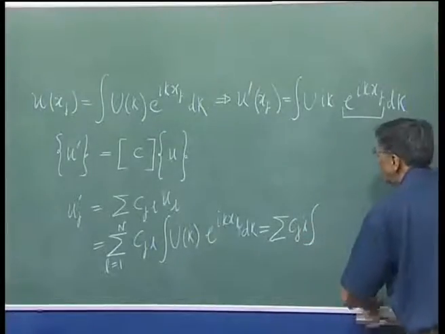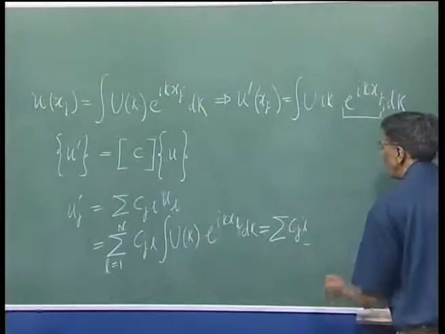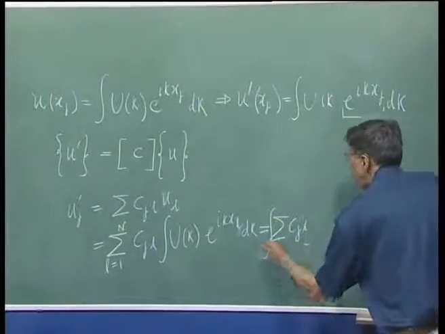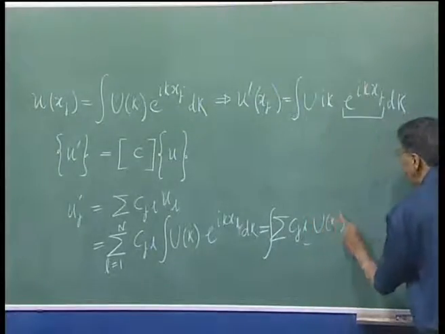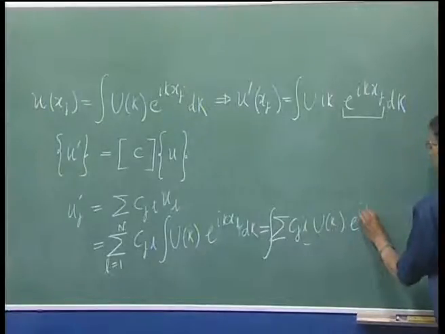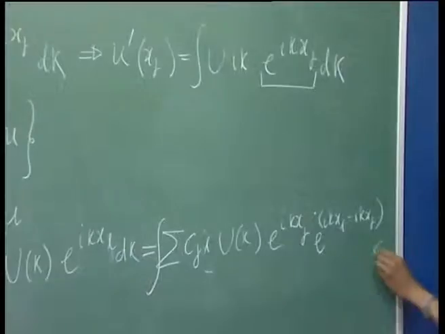I could take this integral outside, and I could write u of k, and here I will write I k x j, but what it was there? It was I k x l. So, what I do is I k x l minus I k x j and d k. I have written just simply a rearrangement.